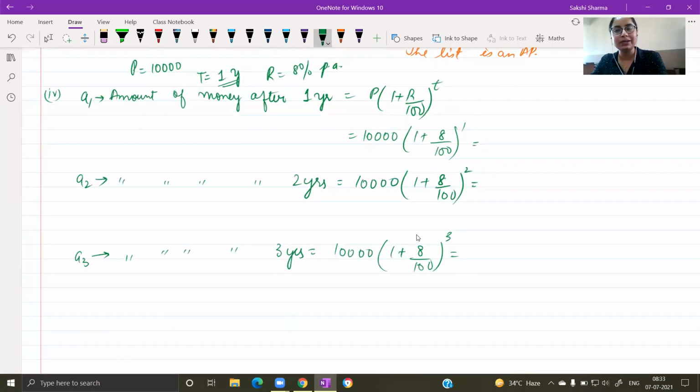You can use a calculator to find out the answer and then compare the differences and complete your answer. Anyone who would like to ask anything? This exercise is completely based on understanding what an AP is and understanding the concept of the first term and the common difference. That's it. The next exercise that we have is based on the formula to find out the nth term of an AP.